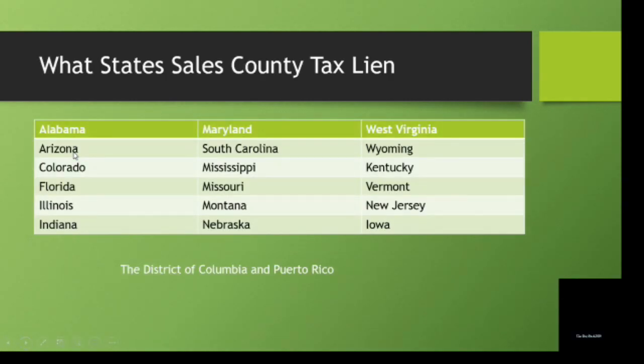What states sell county tax liens? You'll find the document located below, but we'll go over a few. Alabama, Arizona, Colorado, Florida, Illinois, Indiana, as mentioned before, the District of Columbia, and Puerto Rico. Please see the attached document below for a full description of states that sell tax liens and a full description of states that sell tax deeds.